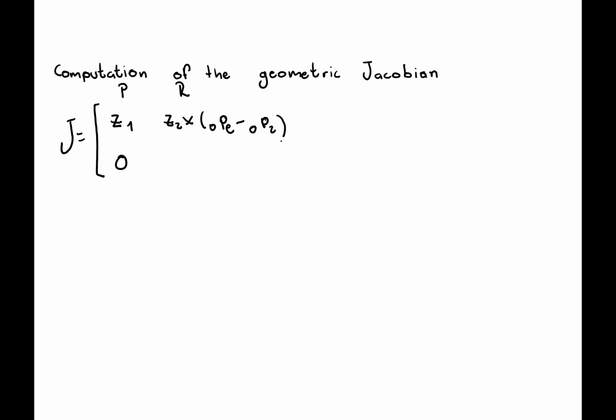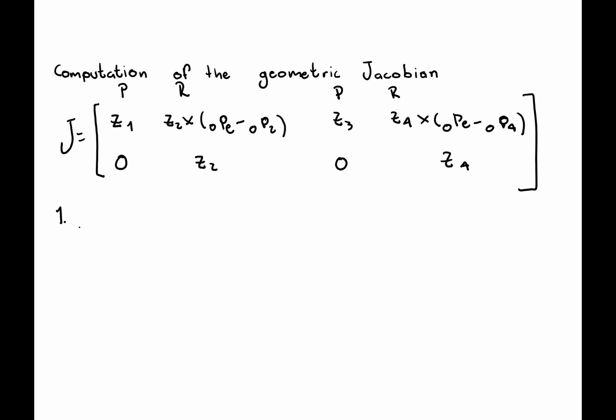Yes, this is z2 over z2. Okay, then another prismatic joint, z3, 0, and then finally a rotational joint, which is z4 cross (0pE minus 0p4) over z4. Okay, so the steps that we're going to follow to compute the Jacobian are going to be like this.